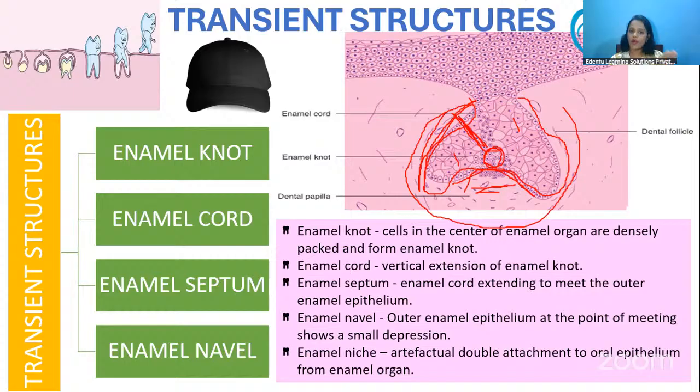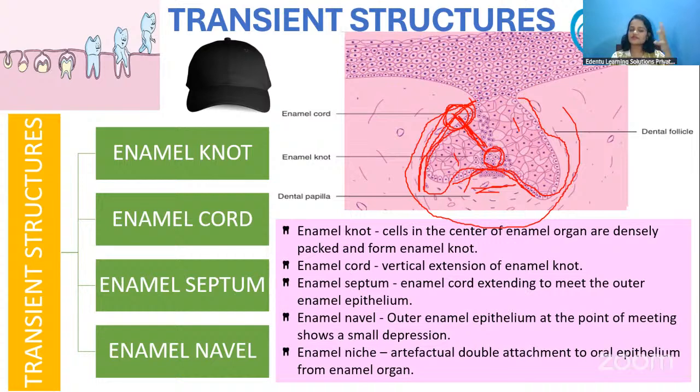Now, the point where this enamel septum touches the outer enamel epithelium, at that particular point there will be a small depression present, just like a navel. That's why it is called the enamel navel.